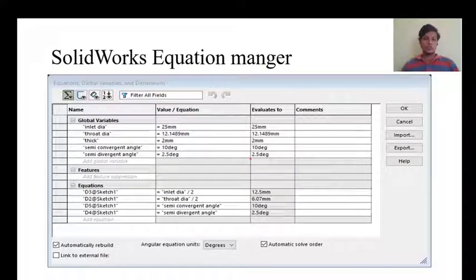This is the SolidWorks equation manager to develop the CAD model of the nozzle. To develop the CAD model of the nozzle, we require the inlet diameter, throat diameter, thickness, semi-convergent angle, and semi-divergent angle. These are made as equations and given to the equation manager. So the equations and the values can be modified here without disturbing the model.